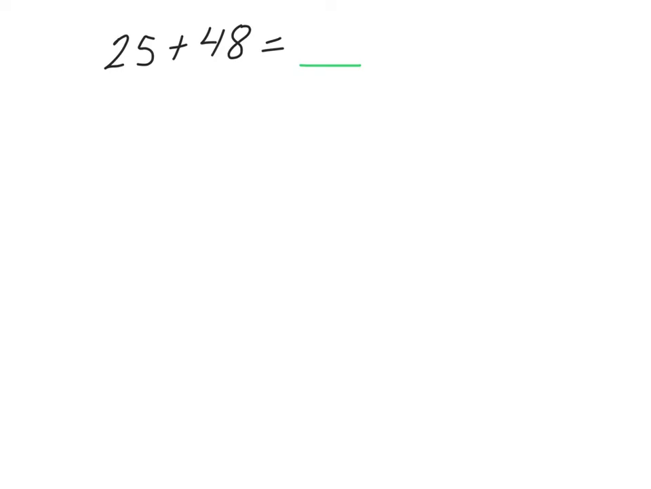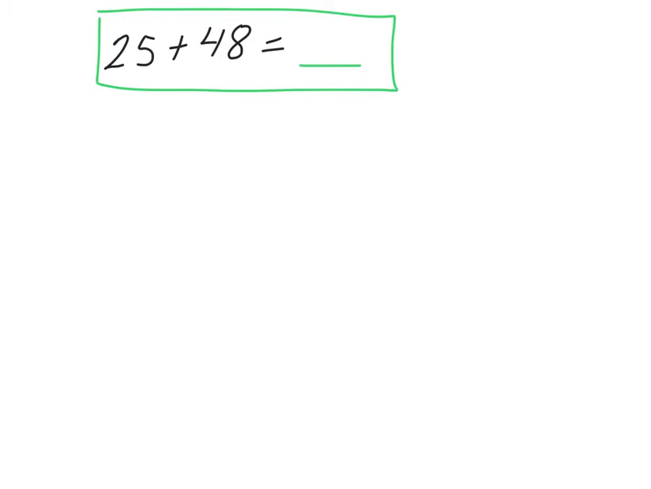Now, in order to solve this addition problem, we are going to be making one of the addends in each problem a tens number. Remember, a tens number is a number that has a 0 in the ones place. So what are the tens numbers that have 2 digits? They are 10, 20, 30, 40, 50, 60, 70, 80, 90.